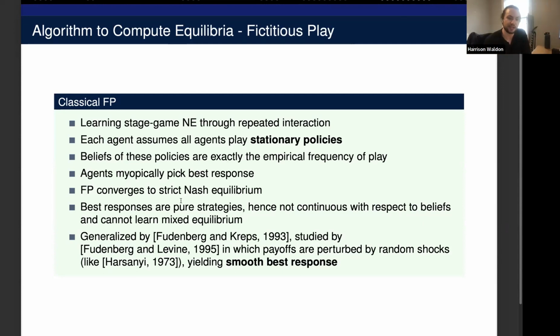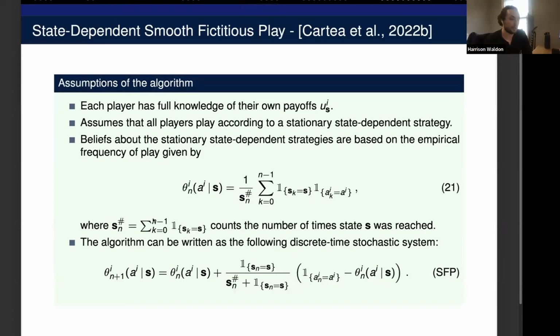Fudenberg and Kreps and Levine introduced smooth fictitious play, which basically adds some randomness into the system. Instead of taking a true best response, they'll take a smooth best response. So basically, as we'll see, this is really just taking actions according to a softmax distribution, which is what we considered before. So our algorithm here, I'll just describe it really quickly, and then we can move on to questions.